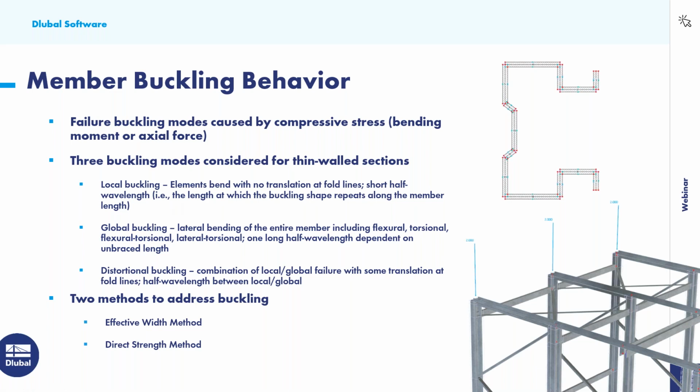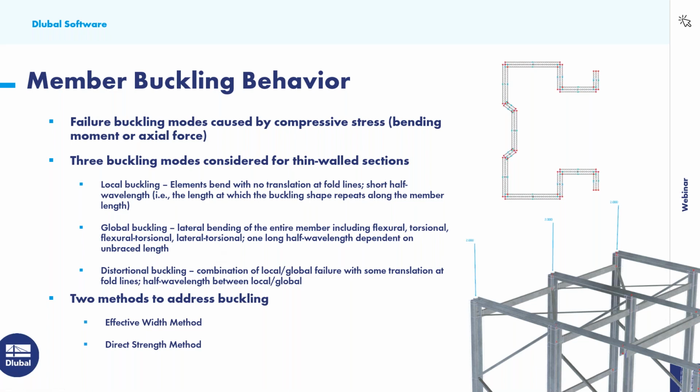Now, additionally, we also have global buckling to consider, and this is lateral bending of the entire member, and we typically think of this with flexural torsional, or lateral torsional buckling. Now for this, we'll see one long half wavelength, which is always dependent on the unbraced lengths for these particular buckling modes. And finally, a bit more unique to cold form steel is distortional buckling.